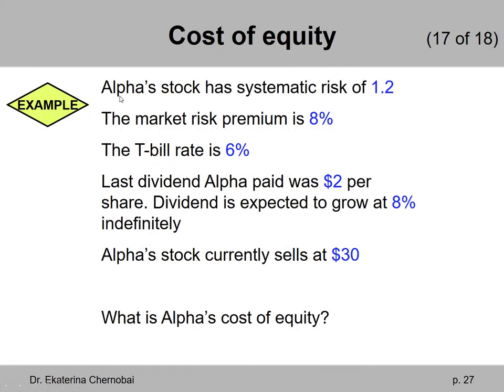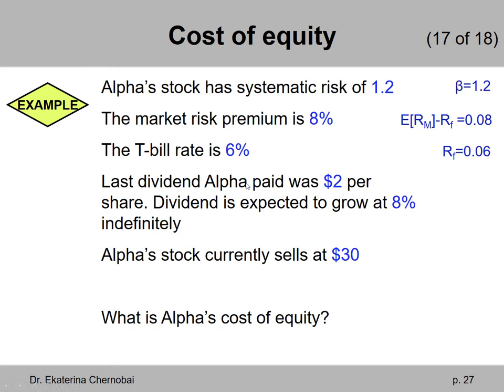Let's say we have a company called Alpha. Alpha stock has systematic risk of 1.2. That's the beta. The market risk premium is 8%. Market risk premium is the difference between the expected return on the market portfolio and the risk-free rate. Then we know the T-bill rate, 6%. That's R subscript F. These three numbers are exactly what we need in order to use what we called approach number two, the CAPM approach.